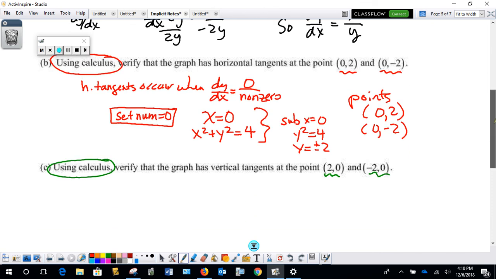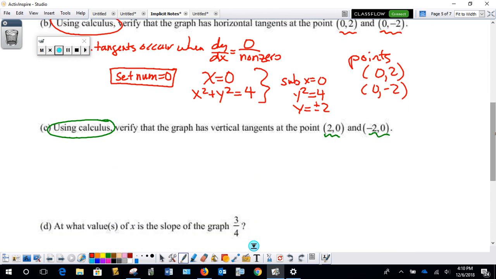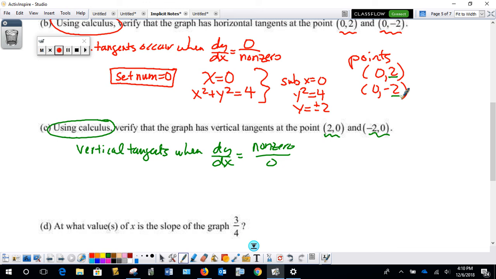All right, let's go down to our next question. We want to verify that we have vertical tangents at those 2 points. Again, we have to write our statement. What are we going to do? Vertical tangents when dy/dx equals non-zero over 0. Again, this is worth probably a point somewhere, so write it down. Oh, and if I didn't say so, did I verify that the denominator of dy/dx was non-zero? I did, because I found the y values. The denominator was y, and they were not equal to 0.